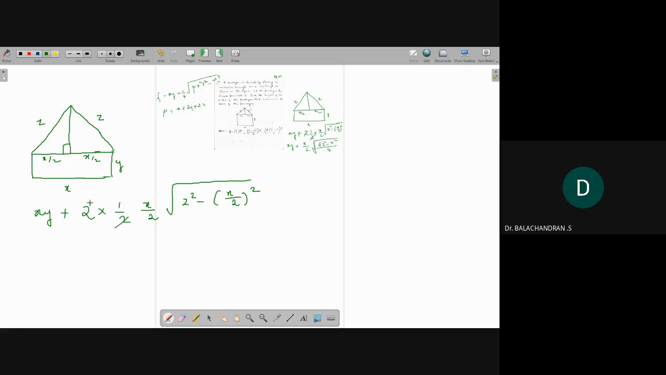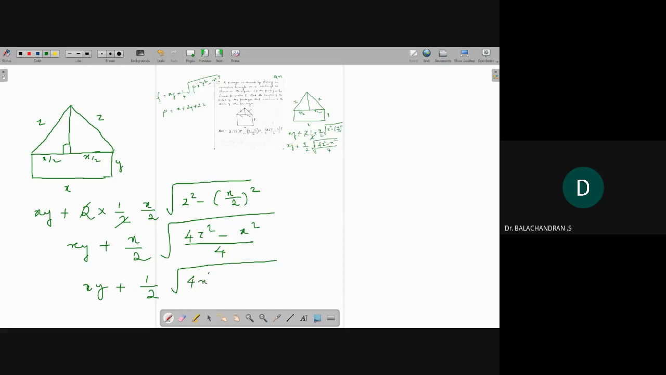So now the 2 gets cancelled. So xy plus x by 2 into root of z square minus x square by 4. If you take LCM 4, it is xy plus 1 by 2, 2 into 2, okay, root 4 is 2. So I will take this x inside the root. So it is root of 4 x square z square minus x power 4. So this is the area of the pentagon.